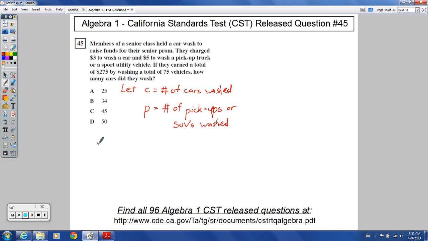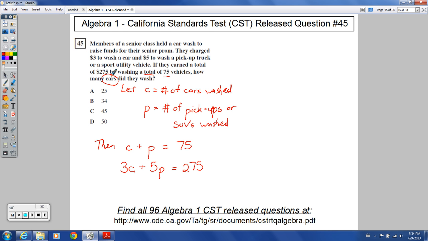If that's the case, then you can say, based on the information up here, it says a total of 75 vehicles were washed. So the number of cars plus the number of pickups or SUVs would have to equal 75. And you'd also know that you got $3 for each car, so 3 times C plus 5 times the pickups or SUVs would have to equal the total amount of money that you got, $275.